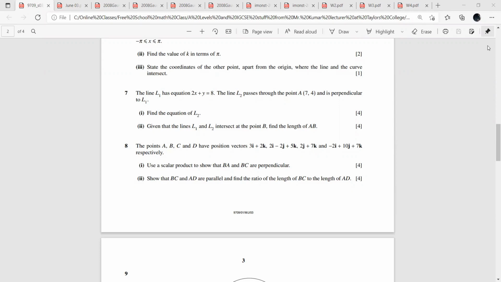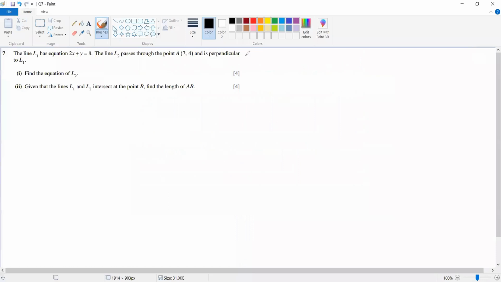Let's begin with question number 7. Let's move it to whiteboard this. Okay, the line L1 has the equation 2x plus y equals 8, and the line L2 passes through the point A(7, 4) and is perpendicular to L1.